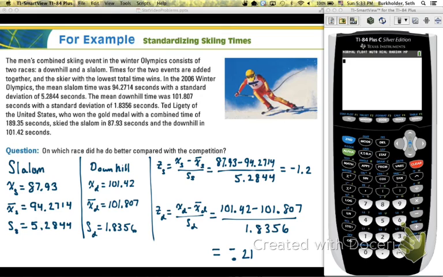So his better event was the one where he was the fastest, and he was 1.2 standard deviations faster than average in slalom. So Ligety, it appears his better event was the slalom, where he was a good bit below average. Being closer to average in downhill didn't hurt him that much because he was able to win the gold in the end. So hopefully this helps. You see how you can use z-scores to compare two different types of statistics or values.